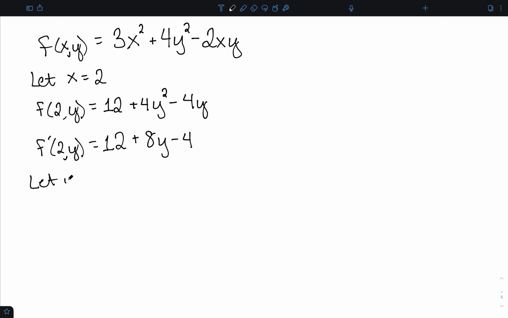If I then let y be equal to 1, this time I have the derivative of 12 plus 8 minus 4, or 16. So a different derivative this time, because the idea is this derivative is moving in a different direction. I'm looking at a different function. And this is the basic idea of partial derivatives.